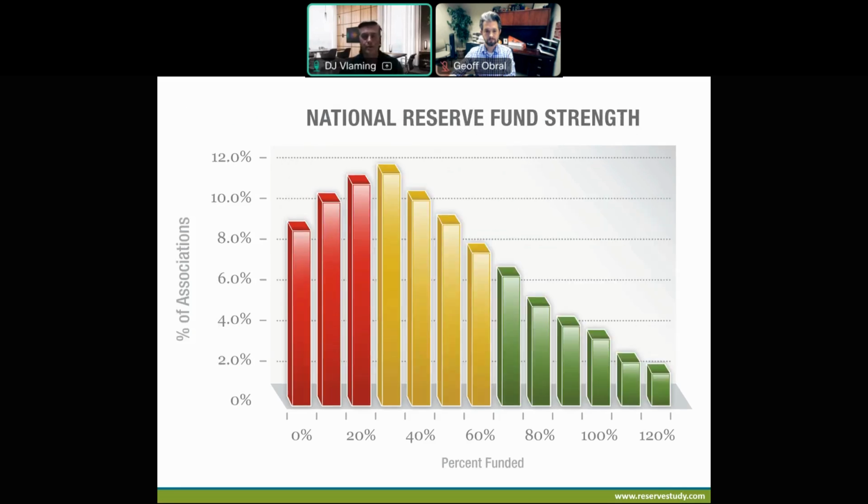If you're wondering how associations compare, this is a national profile of percent funded ratings compiled from about 25,000 reserve studies. You can see that most associations fall in that middle fair range, but there are plenty of others both in the red weak range and in the green strong range. It's a mistake to think that all associations are poorly funded and that no association could ever afford to be well funded. The entire spectrum exists.